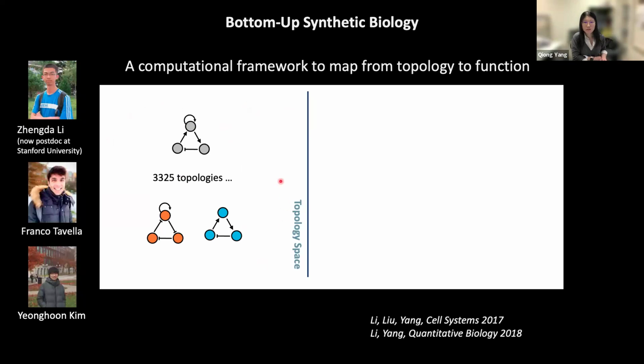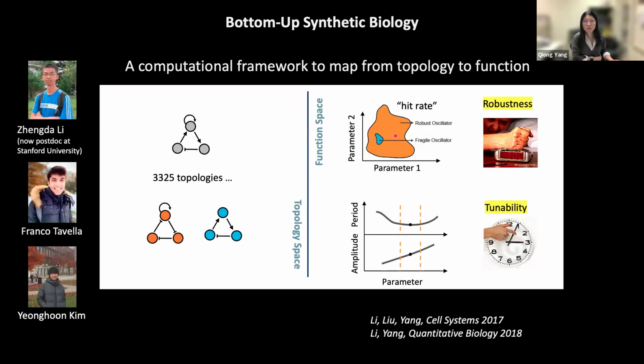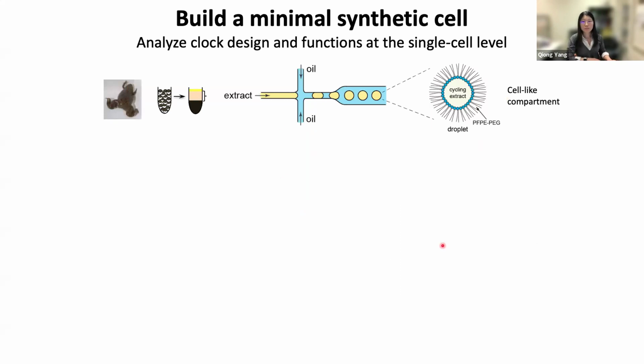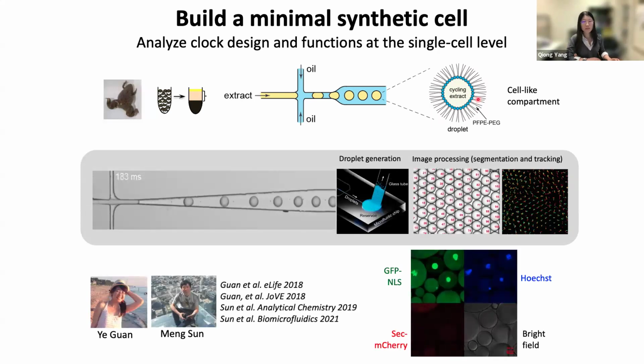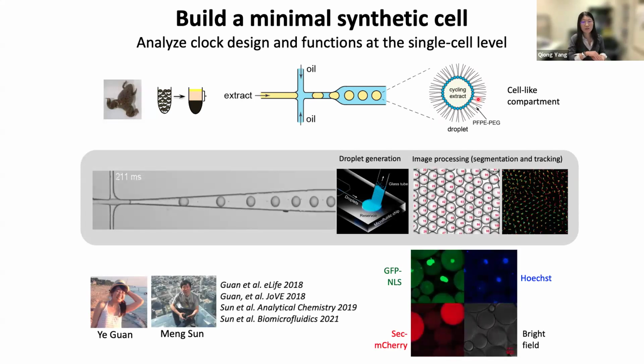And from this topology space, we could map into a functional space, such as understanding whether certain topologies can do oscillations, whether the oscillations are robust or not robust, and whether you can tune the period and amplitude. So experimentally, we have applied this on the Xenopus system by encapsulating the cell-free extracts into water-in-oil emulsion droplets. And we recorded artificial cells. And inside, we can reconstitute the mitotic cell cycles.